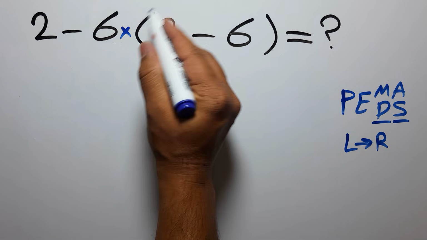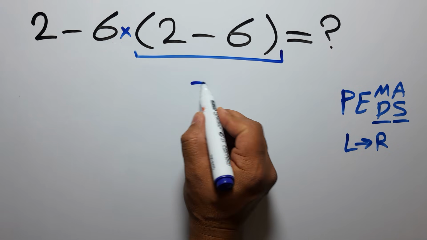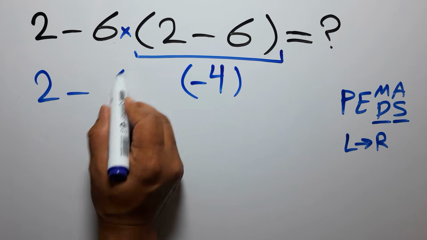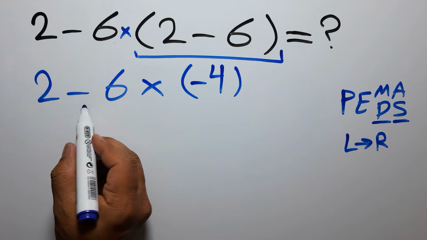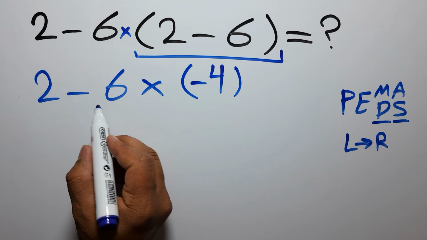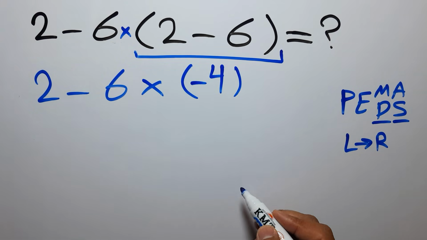So first we have to do this parentheses. Inside this parentheses we have 2 minus 6, which equals negative 4. So we have 2 minus 6 times negative 4. Now we have one subtraction and one multiplication. According to PEMDAS, multiplication has higher priority than subtraction, because multiplication comes before subtraction.